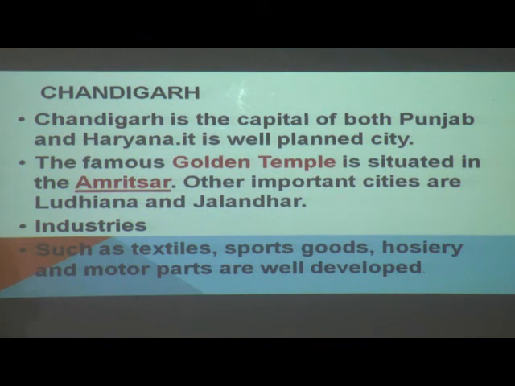Now come to the point of Chandigarh. Okay, now what is Chandigarh here? Chandigarh is the capital of both Punjab and Haryana. It is a well planned city. The famous golden temple, where is it here? Yes, you all know it. That is Amritsar, the golden temple. The golden temple is in Amritsar. Correct. Now other important cities are also there. What are they? Ludhiana, Jalandhar.